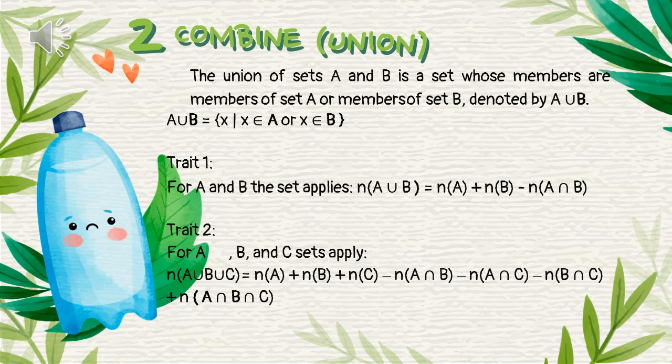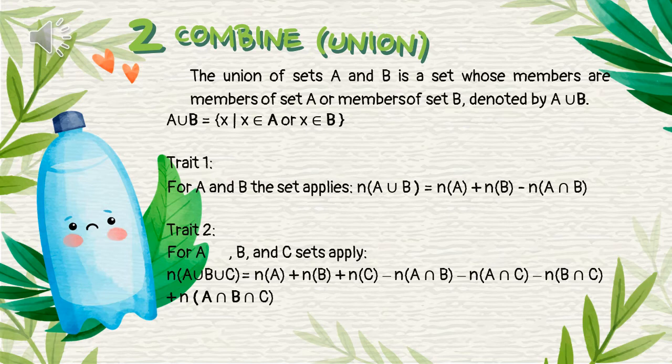Second is union. The union of sets A and B is a set whose members are members of set A or members of set B, denoted by A ∪ B. A ∪ B is {x | x ∈ A or x ∈ B}. Trait 1. For sets A and B, n(A ∪ B) is n(A) + n(B) − n(A ∩ B).